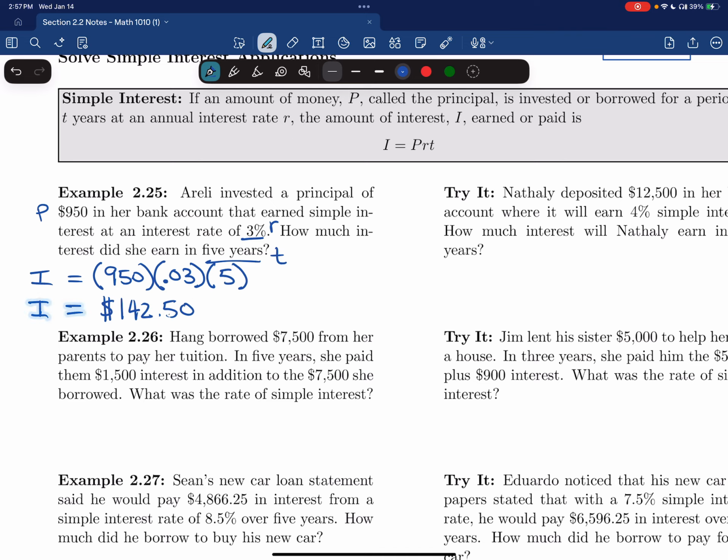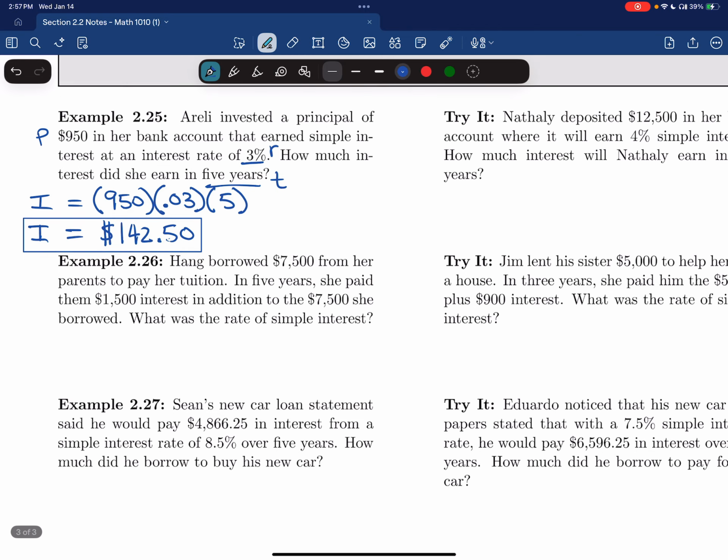This is the interest earned. This is like just letting your money sit idle in a bank account that has an interest rate. And using simple interest, you would make $142.50 in those 5 years, doing nothing with that $950.